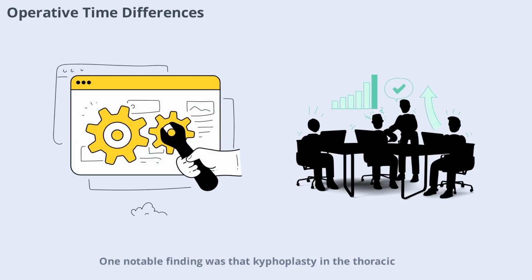A notable finding was that kyphoplasty in the thoracic spine generally took longer than in the lumbar spine. The meta-analysis showed an average operative time of 56.4 minutes for thoracic procedures versus 43.1 minutes for lumbar ones. This difference may be due to the anatomical complexity of the thoracic region, including smaller pedicles and the presence of ribs, which can make the procedure more technically challenging.